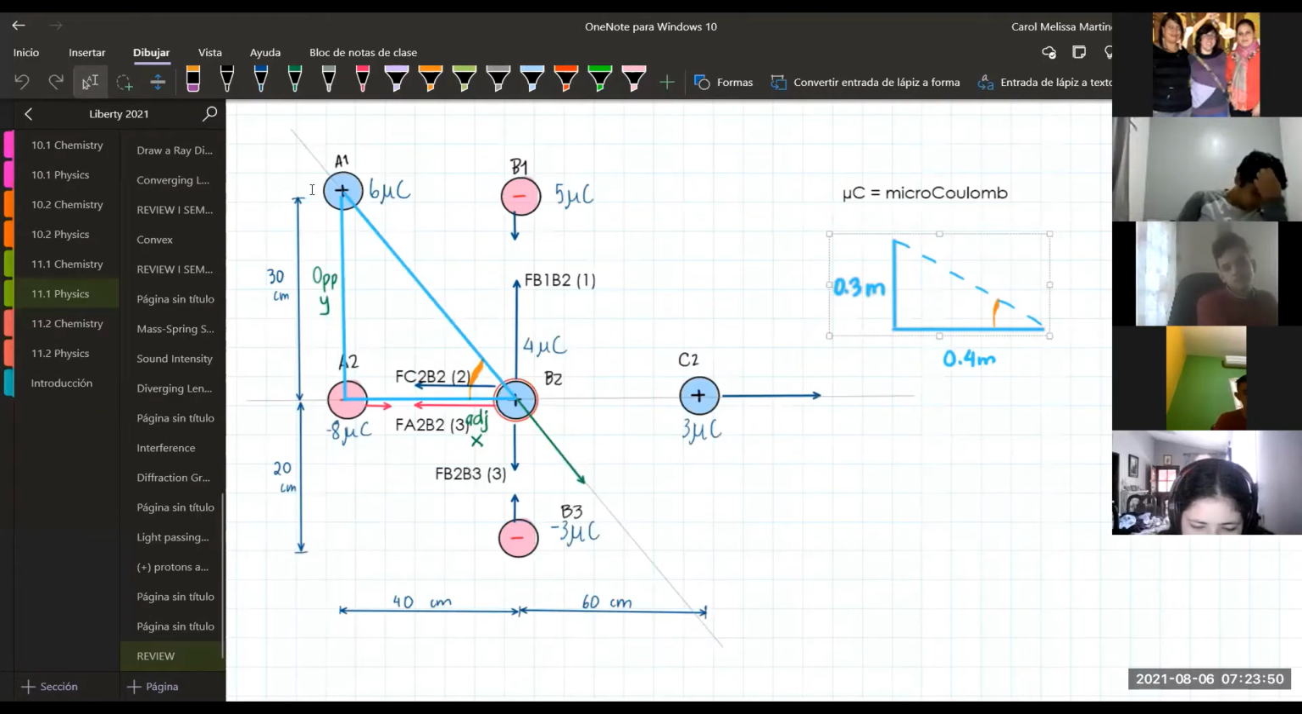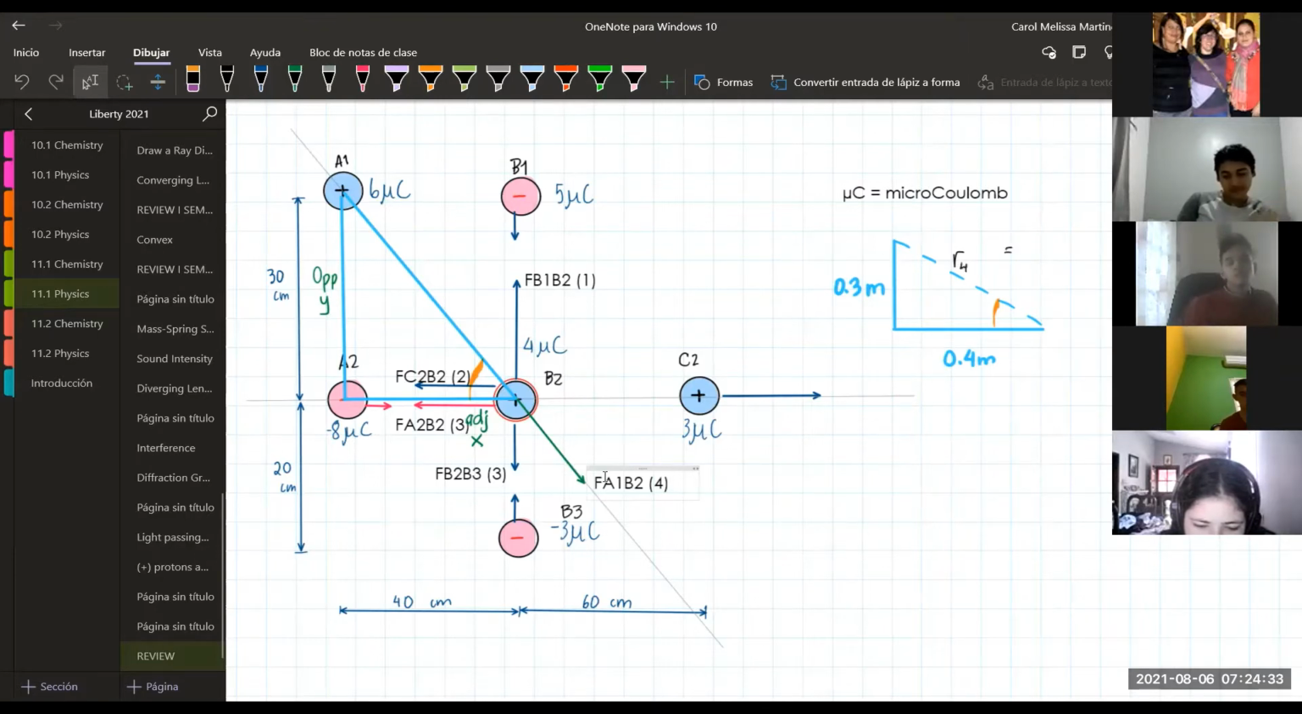Okay. So, my hypotenuse, I'm going to call it R. I can call it R1, R2, or whatever. Because this is going to be my force, I'm going to call it R4. Porque esta es mi fuerza 4. I didn't name it. The other ones have names, but this one I didn't. This is the force that is coming from A1 to B2, and I'm going to call it the force 4. So, right now, I will get all the distances. So this is going to be R4.